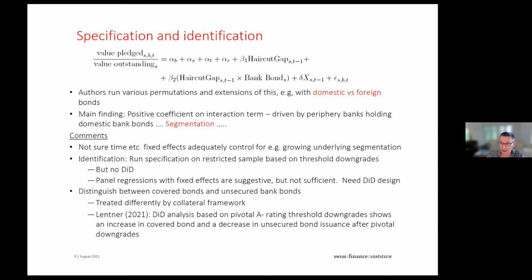And I think when you do that, I would really recommend that you differentiate between covered bonds and unsecured bank bonds. These are different things. They're treated very differently everywhere and in the collateral framework too. And Lentner 2021 actually did analysis based on these pivotal A- rating threshold downgrades for banks. And he shows that this leads to an increase in covered bond and a decrease in unsecured bond issues after these pivotal downgrades, so that these downgrades affect the composition of bonds. And this is very important to recognize.